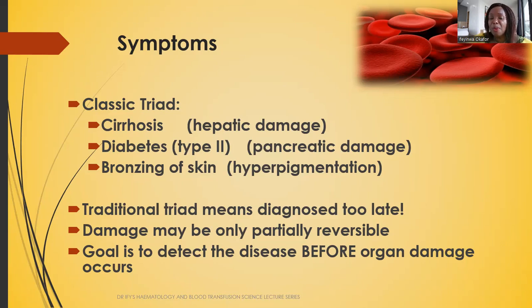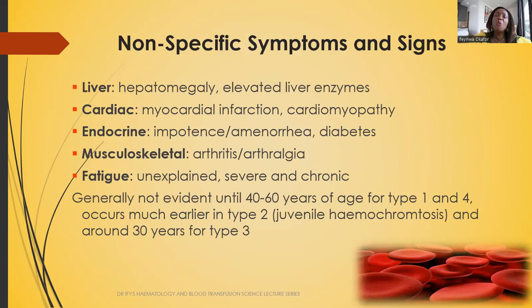So the goal at any point in time is to diagnose it, to detect the disease before organ damage occurs. Now we have other clinically non-specific symptoms and signs that you can see, and these are suggestive of hemochromatosis. In the liver, you have hepatomegaly and elevated liver enzymes, which is indicative of this.